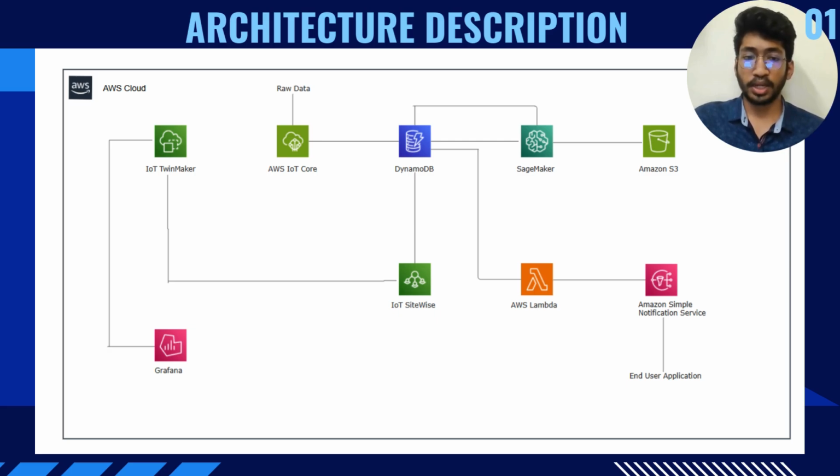Finally, we implemented an AWS Lambda function. This function is triggered by DynamoDB to send notifications such as low battery alerts, ensuring proactive monitoring.